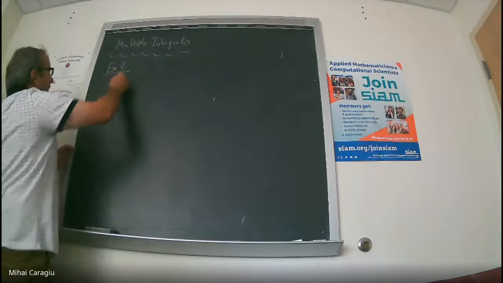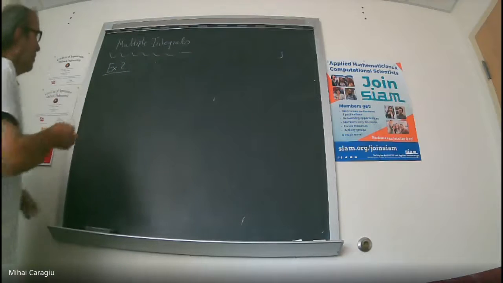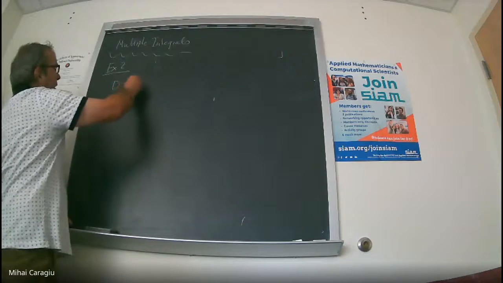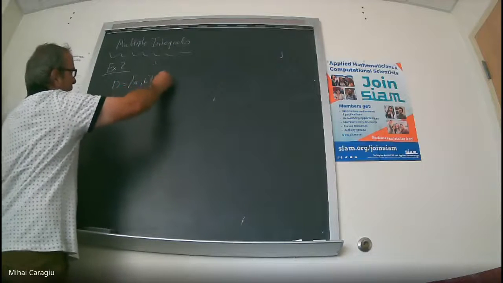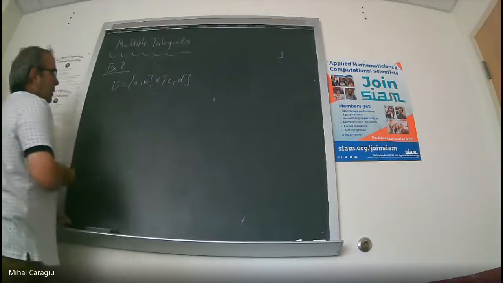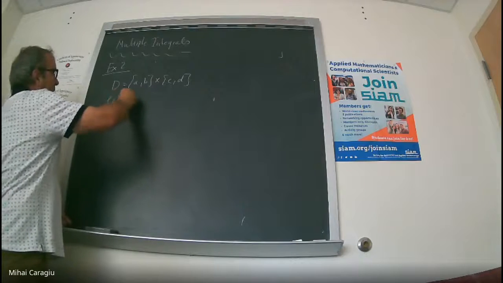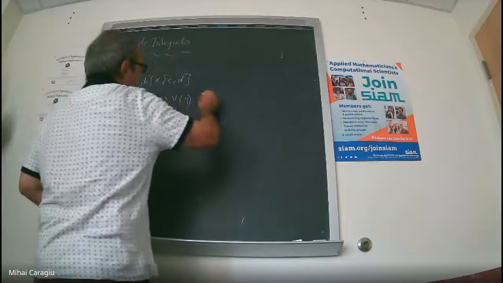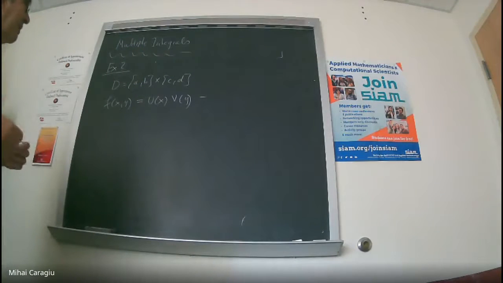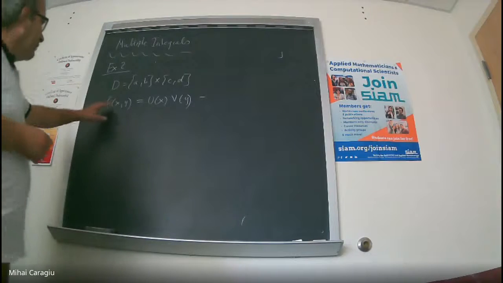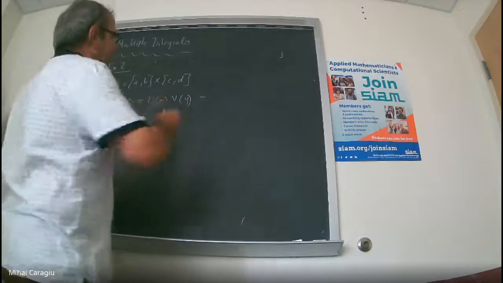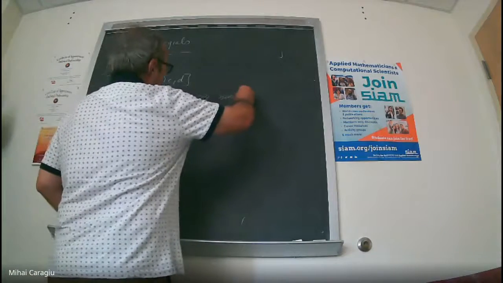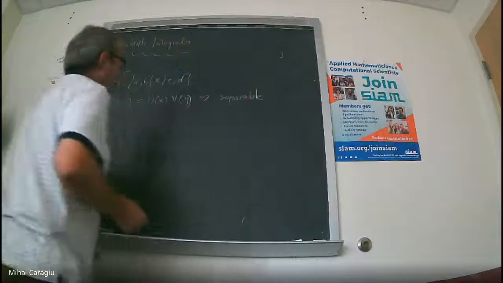So exercise 2 will get a bit more general. We'll say V equals AB cross CD, and the function f of x and y will be u of x times v of y. That's separable, like in the case of a separable differential equation, dy over dx equals a of x times b of y. So f of x and y equals u of x times v of y, separable. So we don't need a formula.